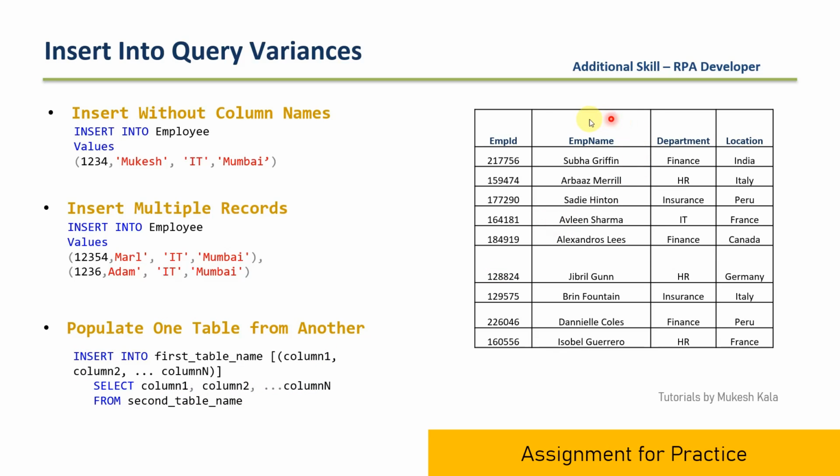You have already created this employee table. Create one more table, let's say a temp table or employee second or any other table for that matter, and just try to use this statement where you are populating the data from one table to another table with the help of a simple insert statement. So these are the 3 insert variances which you can actually use when we are inserting the data into the SQL table. Okay. Moving forward now, I hope you understand how we can insert data.